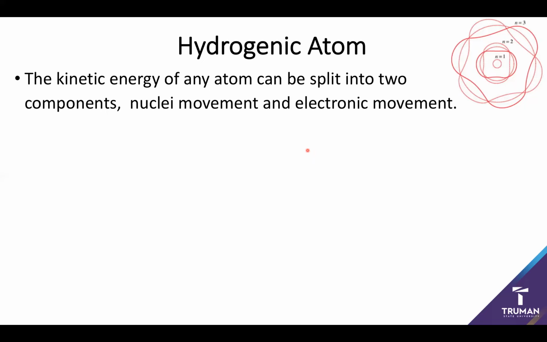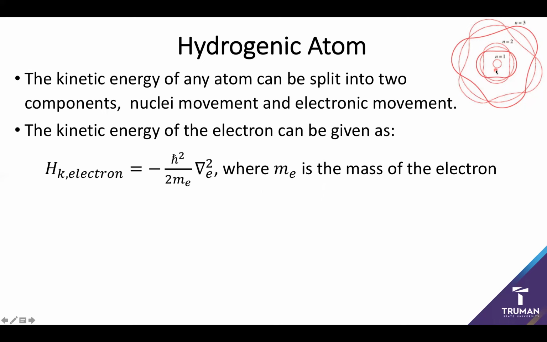Not to mention, in addition to this potential, we have to deal with the fact that we also have a more tricky kinetic energy than we're used to. Because now our kinetic energy involves two separate components. It turns out that in addition to the electronic movement that we typically think of, we also have movement of a nuclei.